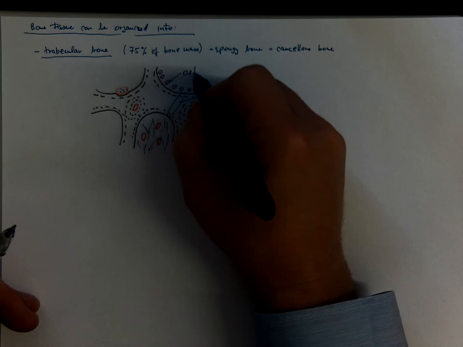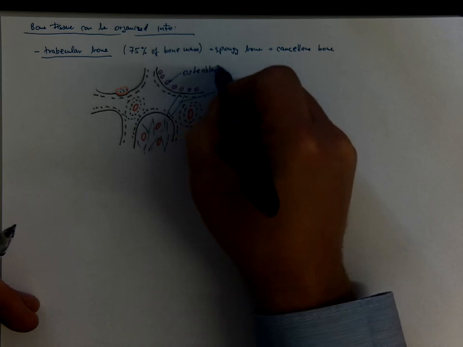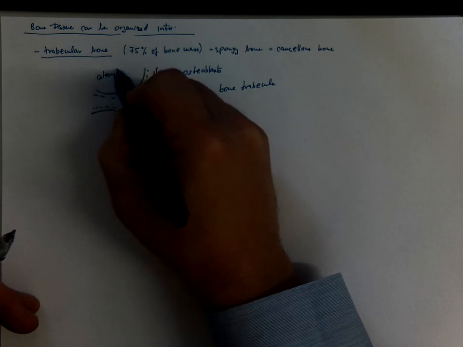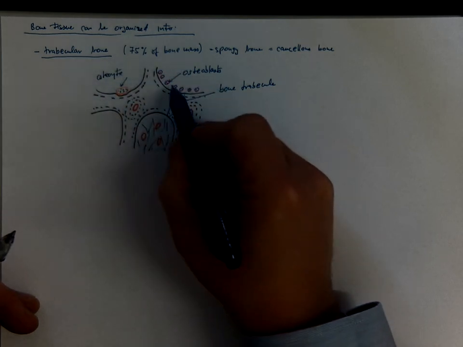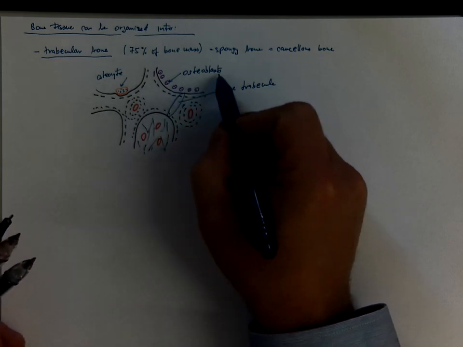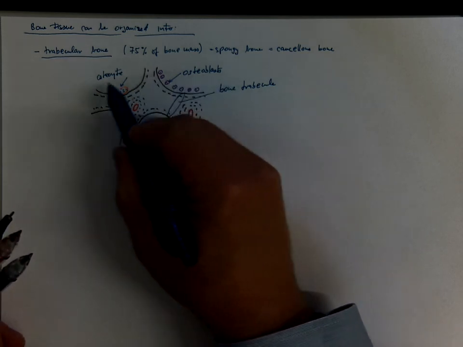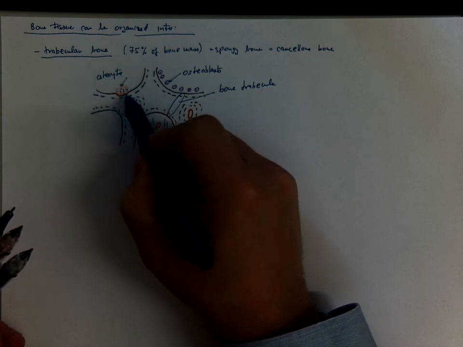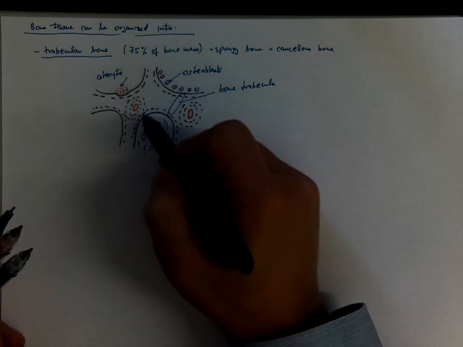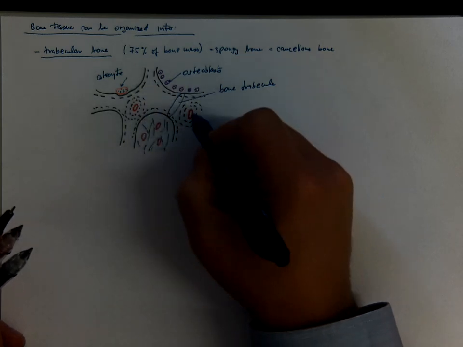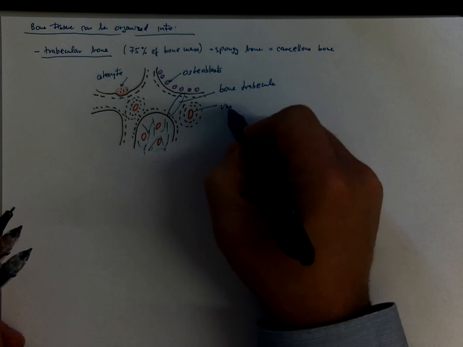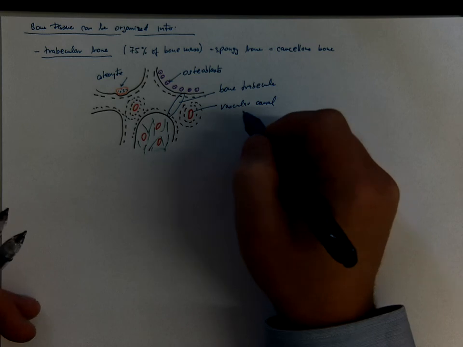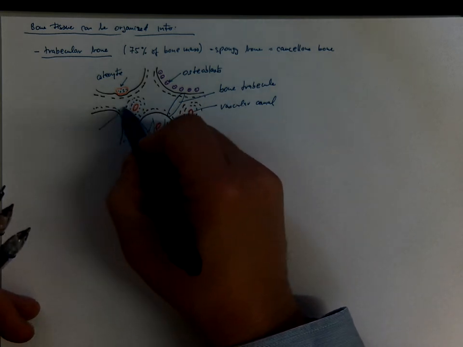There are osteoblasts. There could be osteocytes. The balance between the activity of osteoblasts that are producing new bone matrix and the activity of osteoclasts that are resorbing the matrix affects the bone remodeling. Okay? We have the vascular canals here. This is one of the small osteons.